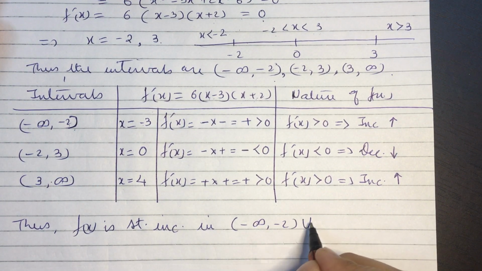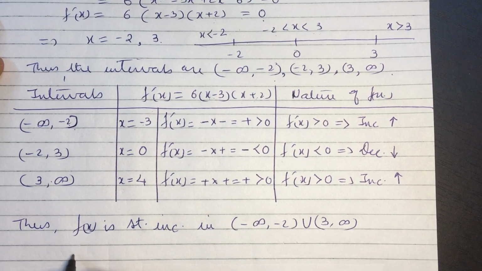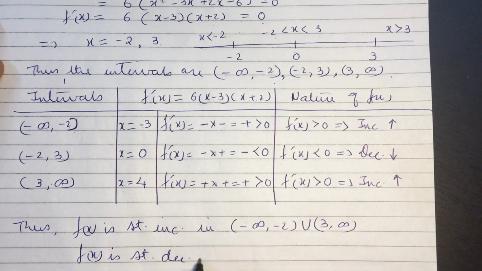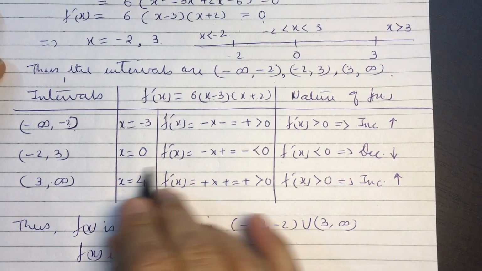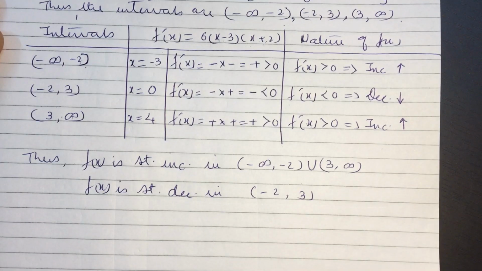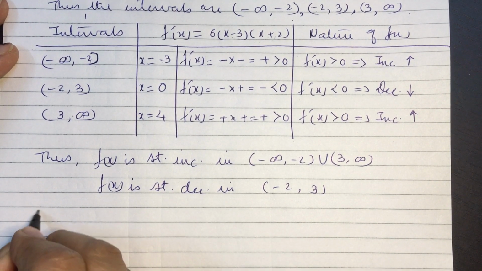Okay, so you write union 3 to infinity, and f(x) is strictly decreasing in, then we write only one interval, that is -2, 3. But if you just notice, the question asks us increasing and decreasing.